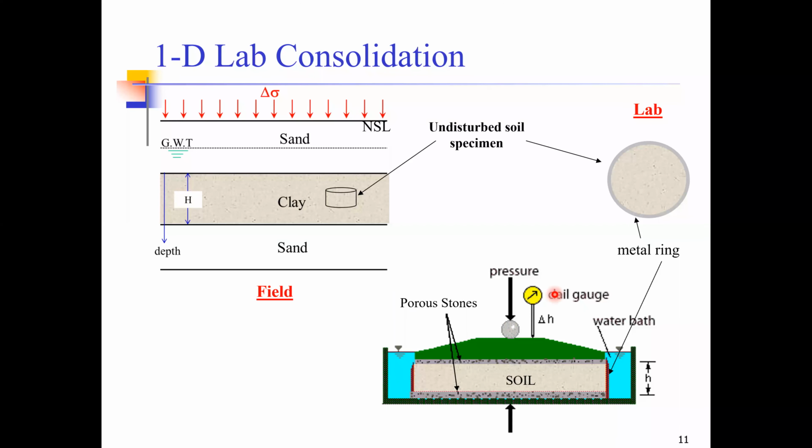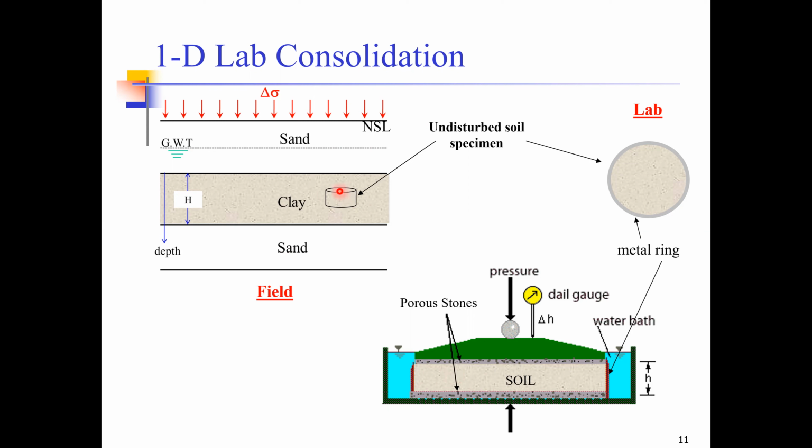The important thing to notice here is that if you look at this assembly closely and compare it with the field conditions, you'll see that we have replicated the whole field condition on a small scale in the laboratory. What I mean is, imagine that this soil sample is the same soil which was placed here. When it was in the field, it was under water. So the soil here is again underwater, which means the soil would again be fully saturated.